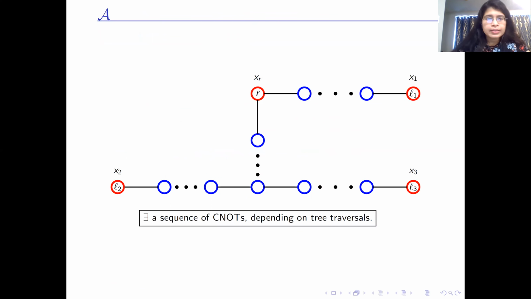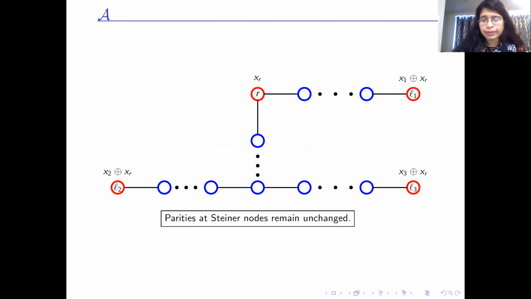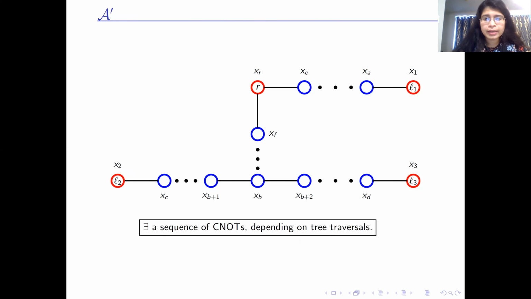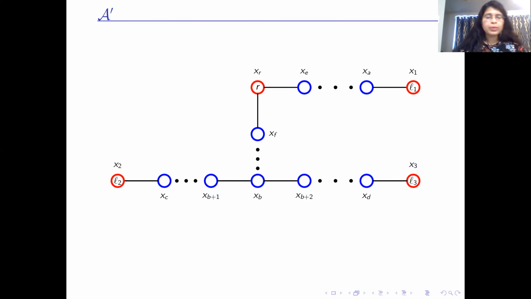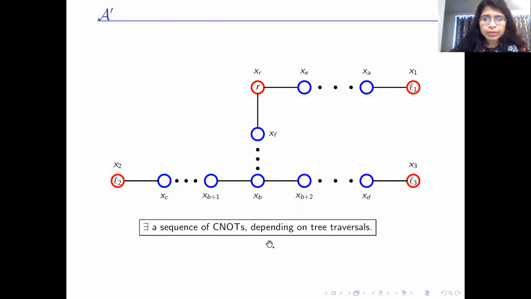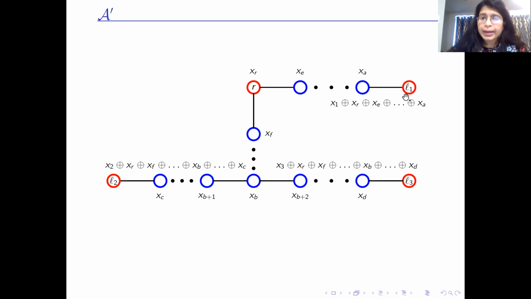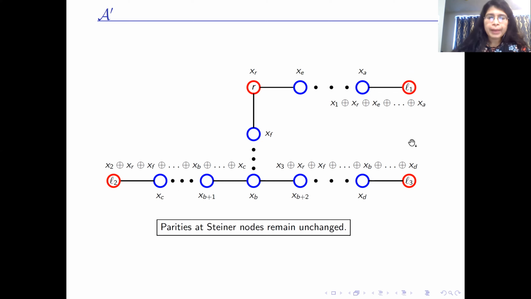Now, I have said before that we use a subroutine A such that we apply a sequence of CNOT gates depending on tree traversals, and the parities at the leaves change as follows, and the parities at the Steiner nodes remain unchanged. Now we have designed another subroutine by which we can apply a sequence of CNOTs depending on tree traversals such that this time the parity at the leaf becomes the XOR of the parities of all the nodes which are between the root and the leaf, and the parities at the Steiner nodes remain unchanged.